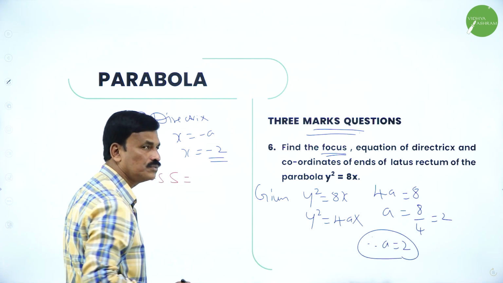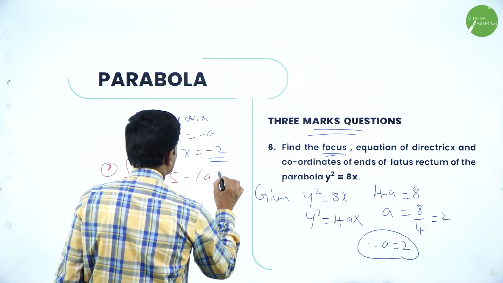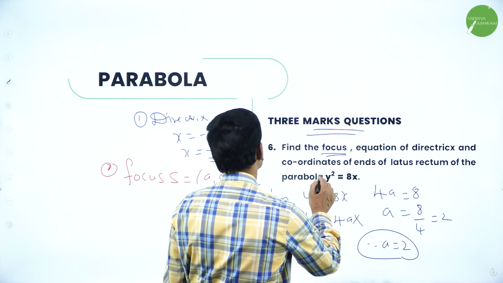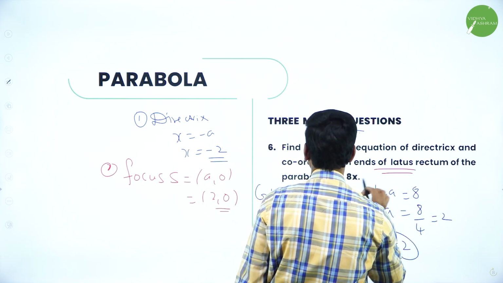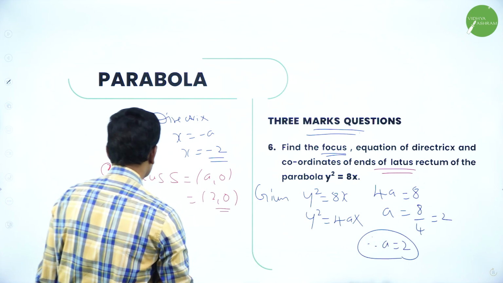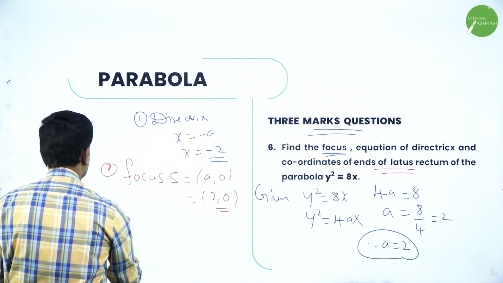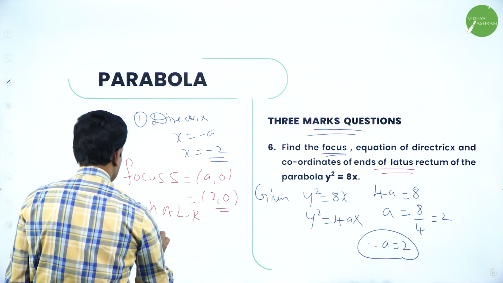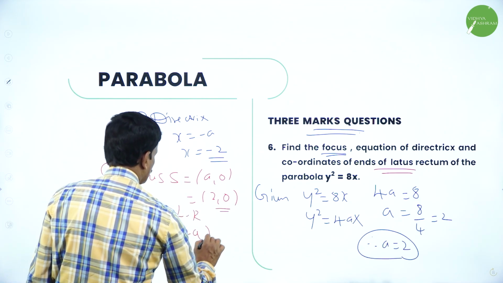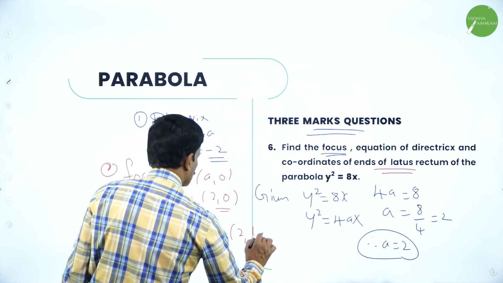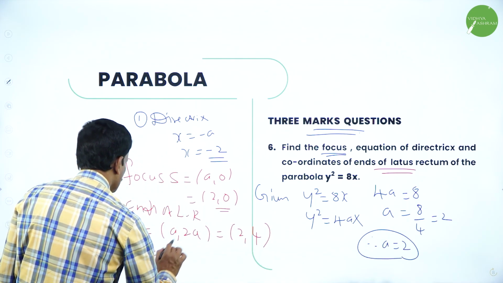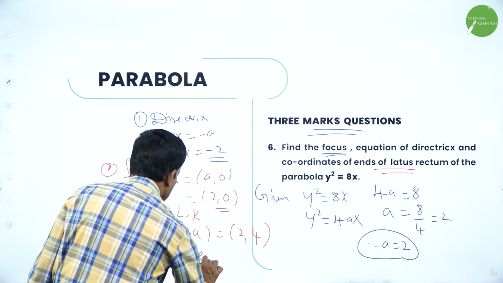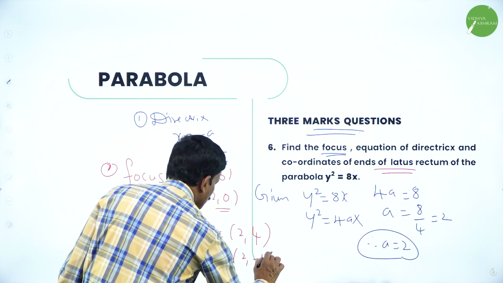Focus S is equal to a comma 0, so that's equal to 2 comma 0 is the focus. Next, equation of directrix, coordinates of ends of latus rectum. Ends of latus rectum, that is L is equal to a comma 2a, that is 2 comma 2 into 2 is 4, and L dash is equal to a comma minus 2a, that's equal to 2 comma minus 4.